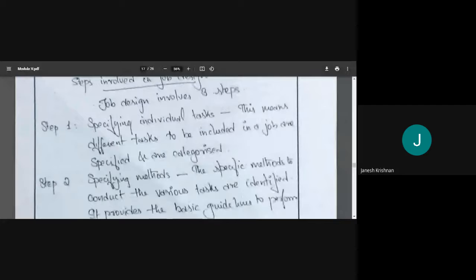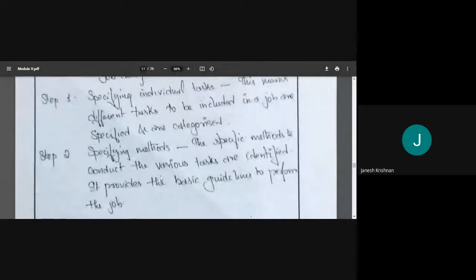Next is specifying methods. Specific methods to conduct various tasks are identified. It provides the basic guidelines to perform the job. Right? As we said, one of the jobs of the site engineer is to purchase materials, right? So if he has to purchase material, what does he have to do? He can call up the supplier, and the supplier will bring the material to him. That's one specific method.